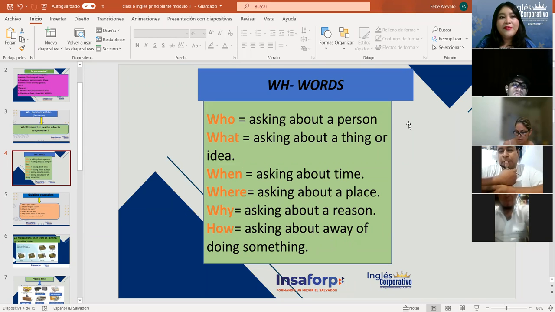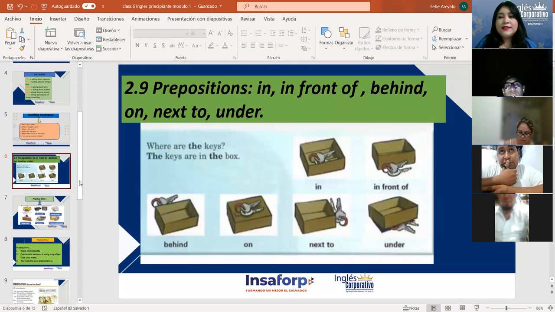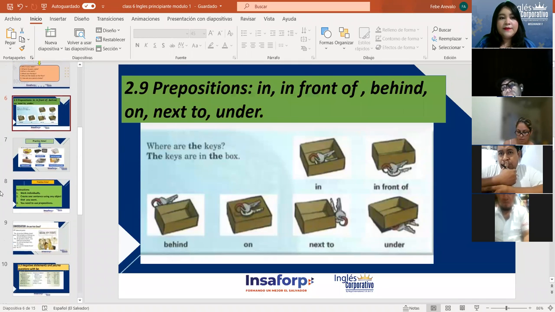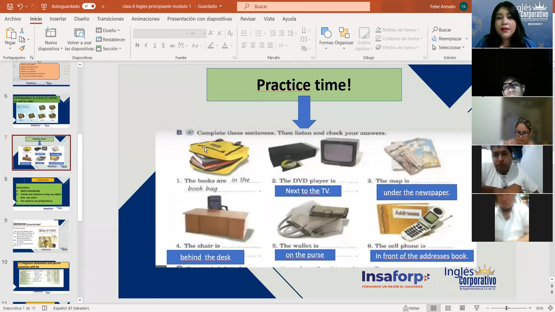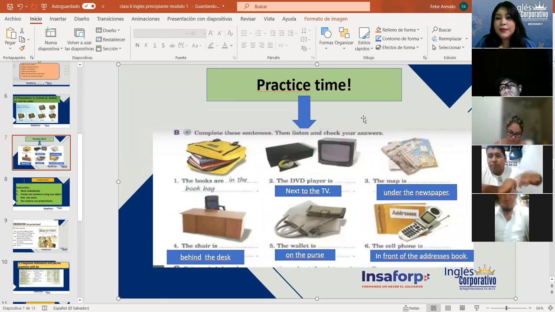I'm proud of you. Soy muy orgullosa de ustedes. Han hecho bien sus questions, sentences, and everything. Let's move on. All right? Decíamos que estas son las prepositions of place. Veíamos también esta practice, right? Que ustedes la tienen en la platform.